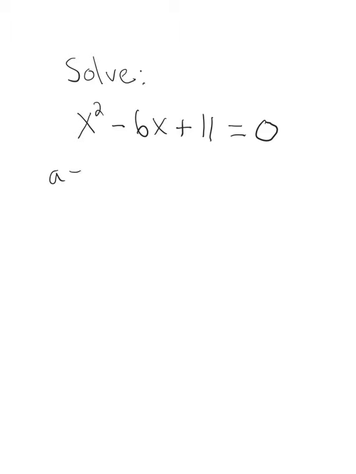We want to solve the equation x squared minus 6x plus 11 equals 0. Notice that it is a quadratic equation in standard form, so we can identify a, b, and c. A is equal to 1, b is equal to -6, and c is equal to 11.